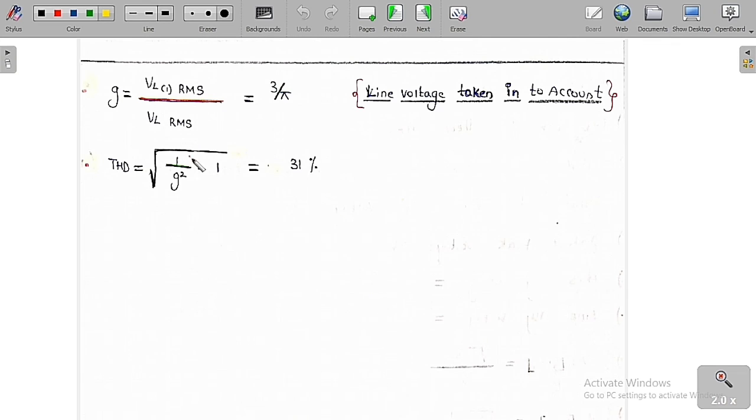Now I want to find the value of G, the distortion factor, which is the ratio of the fundamental. So G is for the line voltage. Basically, for the line voltage, I want to find the value of the harmonic distortion factor.